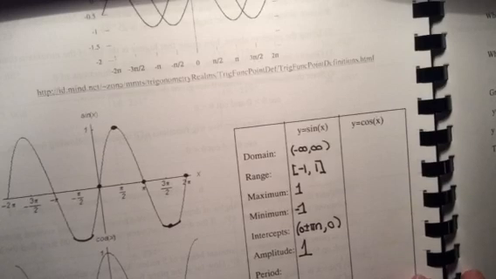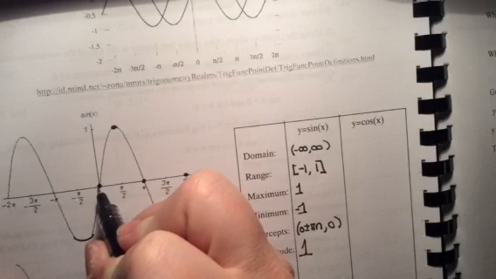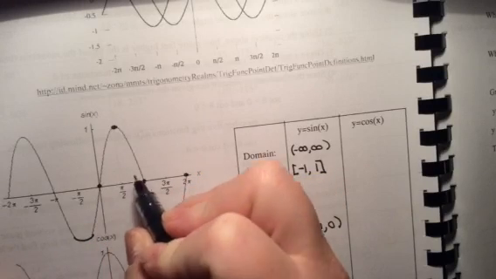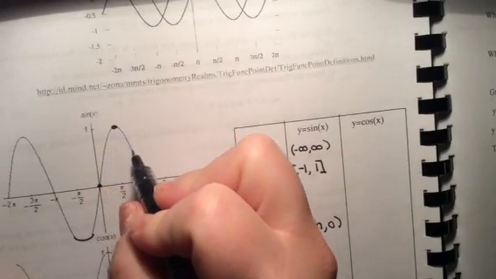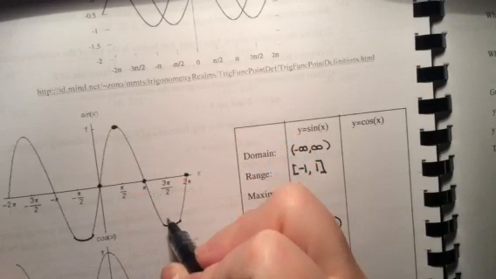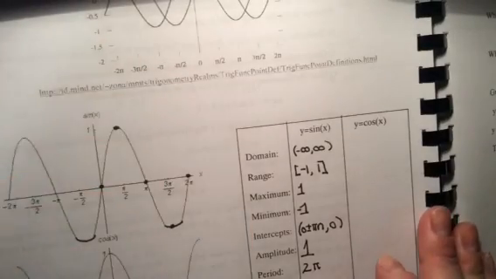And period means how long does it take for me to repeat myself? So if I start right here, it takes me until 2 pi to get back there. I can't say pi because I have to go up and down till I repeat. And so now that I've gone up and down, now I'm going to repeat again, up and down, so 2 pi.